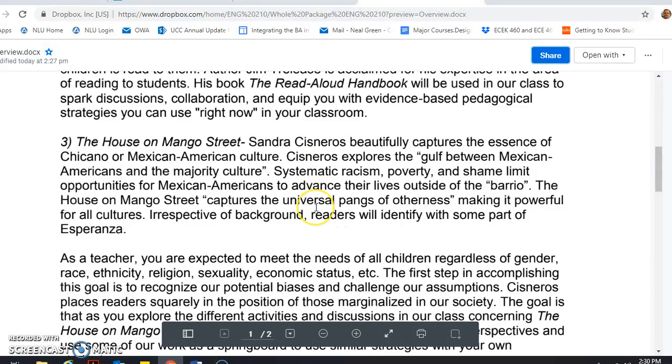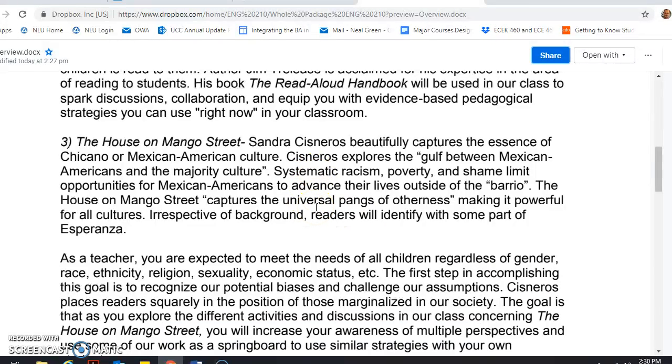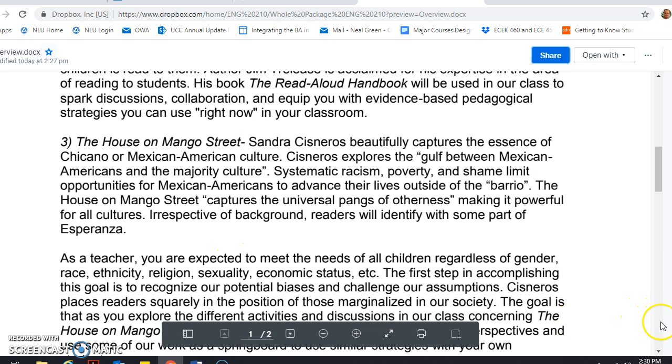And then The House on Mango Street. My take on it was that the book was selected to introduce students to challenge their assumptions, to try and identify personal biases, and then eventually model that type of thinking and critical thinking with their students. So again, I don't think it's a great fit, but I made it fit. And I give that overview.